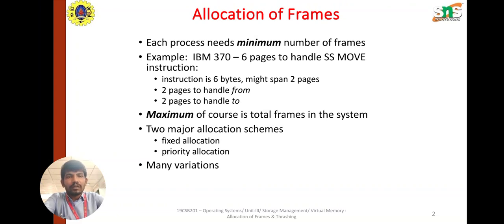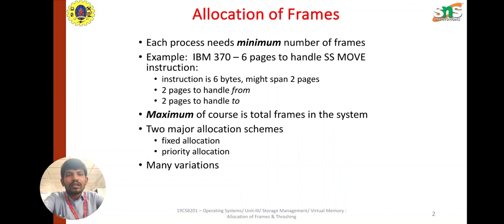For example, the IBM 370 has 6 pages to handle the SS MOVE instruction, because the instruction is 6 bytes and might span 2 pages. Then 2 pages to handle the from function, and 2 pages to handle the to function. The maximum is the total frames in the system.